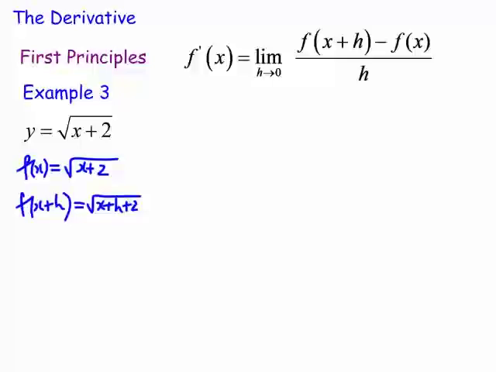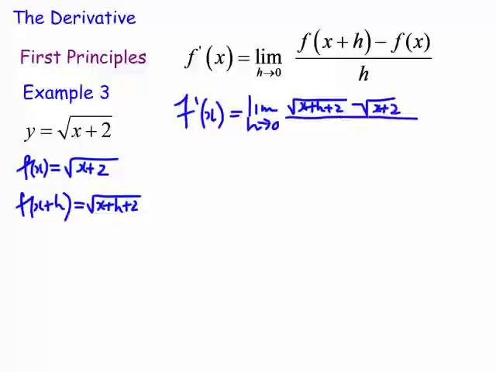Okay, that's so far so good. Let's now put this into the derivative expression here for first principles. So f dash x is equal to the limit as h goes to 0. Now f of x plus h is the square root of x plus h plus 2, minus the square root of x plus 2, all over h.